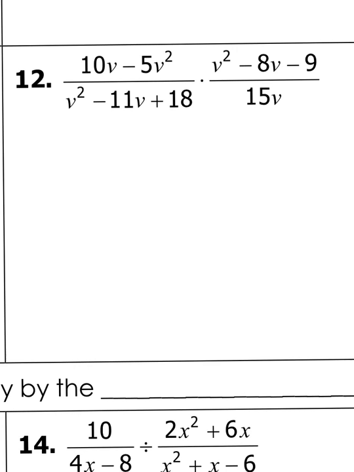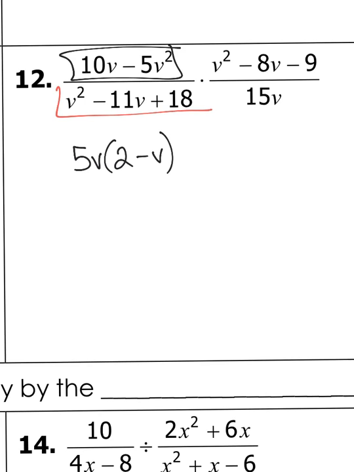I look up top and I say, okay, I got a binomial. Let's try to take out a GCF of 5v. And that would give me a 2 minus v, right? Yep. Okay, and then on the bottom, I see a trinomial. Luckily, my a is 1, so what are my factors of c that add up to b? Factors of 18 that add up to negative 11 would be negative 9 and negative 2.